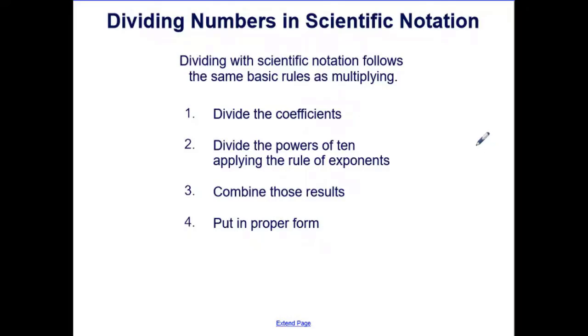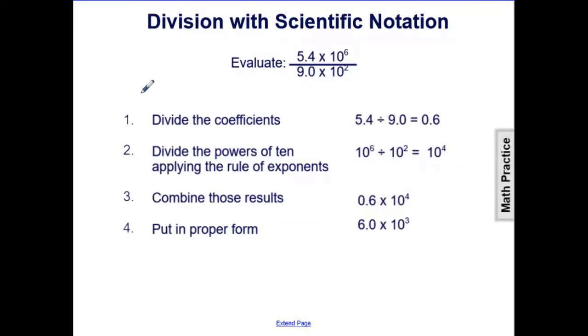Dividing with scientific notation follows the same basic rules as multiplying. The only difference is your rules for exponents, and you're first going to divide the coefficients. You're dividing the powers, so now we're going to subtract the exponents instead of add. Combine the results and put it in proper form.